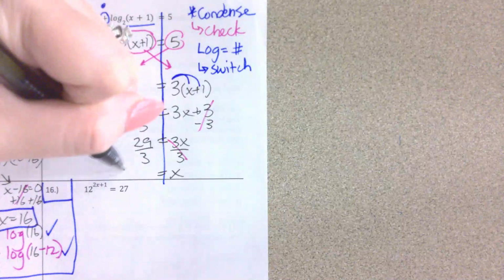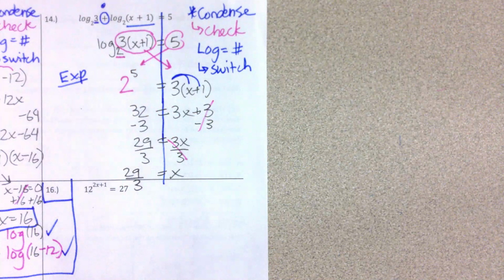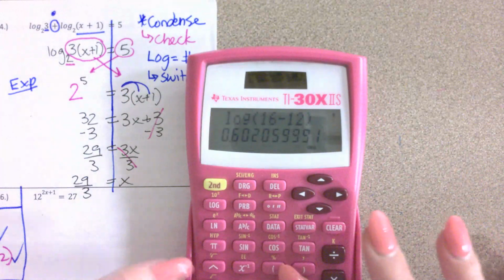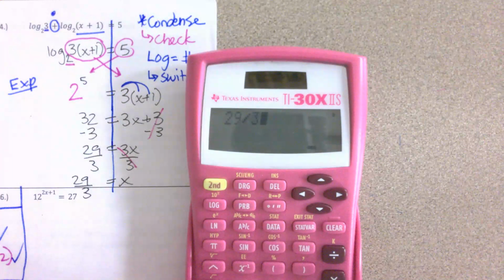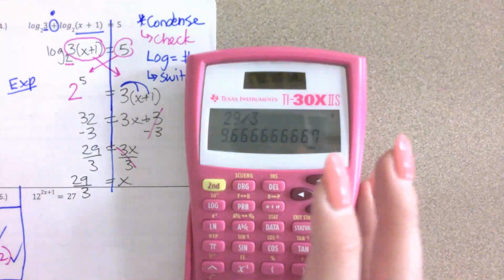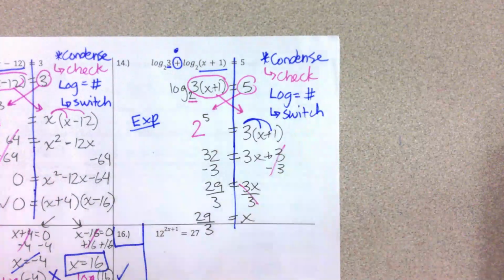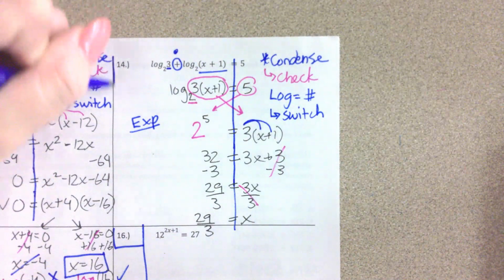X is equal to 29 over 3. And I'll show you what that is as a decimal. It's not pretty. It could be worse, but it's not a nice decimal. So leave that as the fraction. And then don't forget we had to condense earlier, so we do need to go back and check our answer.